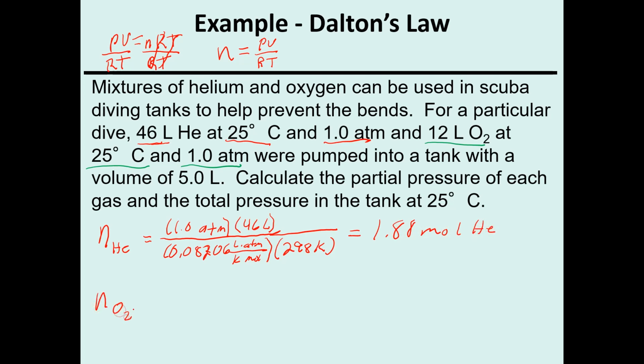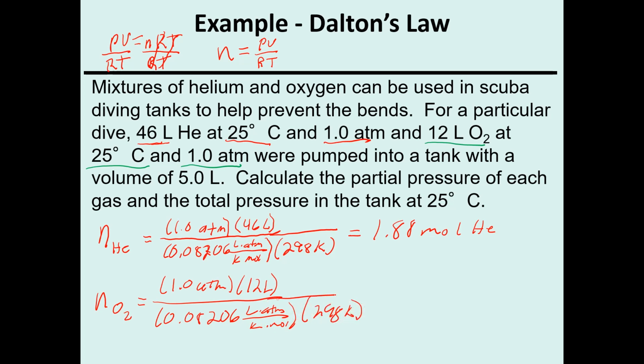And then we calculate the number of moles of oxygen. We have again 1 atm, but we have 12 liters. Divide that by the gas constant. So if we multiply 1 times 12 divided by 0.08206 times 298, that comes out to 0.49 moles of O2.